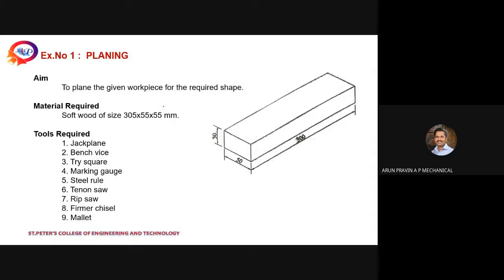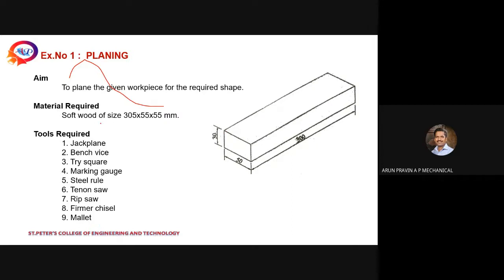First we will see what is planning. One material will be given to you, maybe of some size, and the procedure is given for it. Mainly you want to do the planning. You want to make the surface finish of this material. Then you should cut the material based on the given dimension.